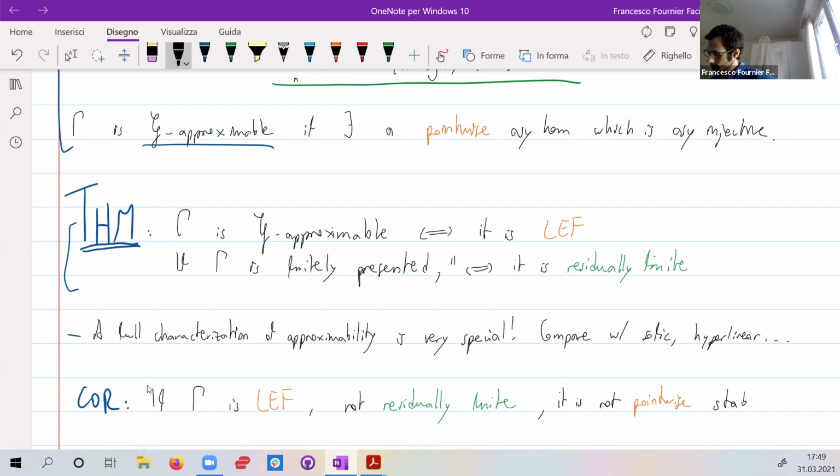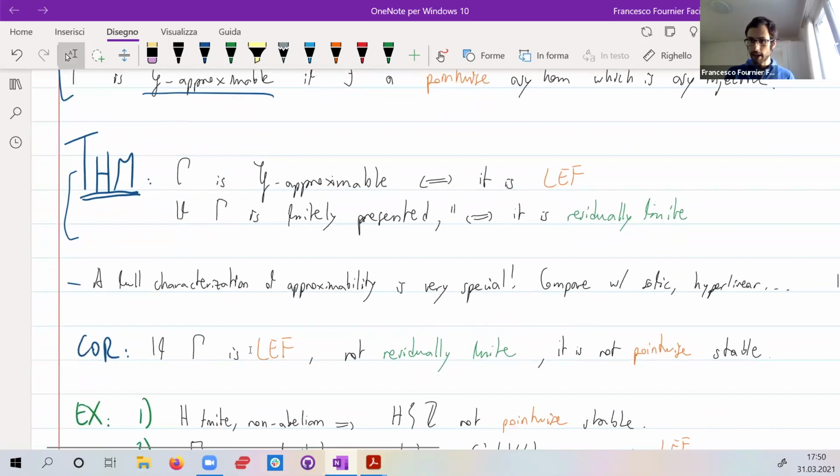So this is an argument we have seen many times in this seminar, that if a group is sofic and stable in permutations, then it is automatically residually finite, right? And here, similarly, if a group is G-approximable and pointwise G-stable, then it is residually finite. So if you have something which is LEF, so G-approximable, but not residually finite, it cannot be pointwise stable. So this allows us to give a lot of examples of groups which are not pointwise stable. So for example, if I start with a finite non-abelian group, then the corresponding lamplighter group is LEF, but it's not residually finite. So it's not pointwise stable.